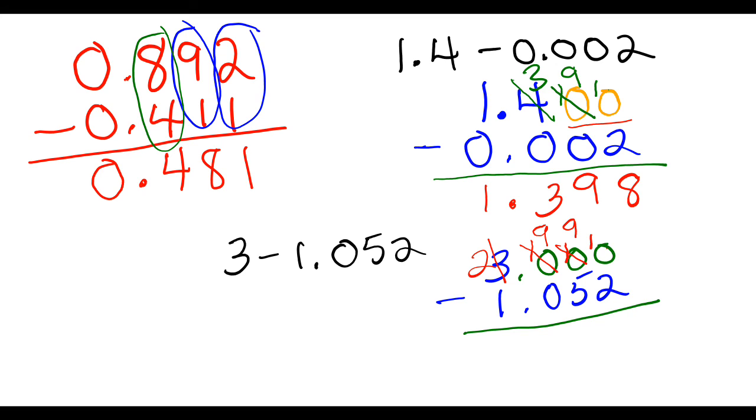So now I can subtract. That's just simply 8, 4, 9, line up the decimal, and 2 minus 1 is 1. Okay, so pretty straightforward. That's how you subtract decimals.